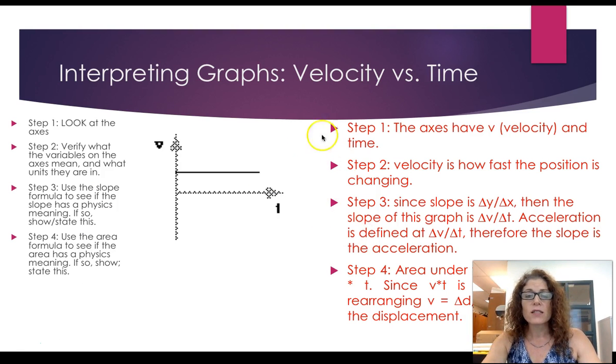So let's say you had a velocity time graph. So here's the velocity time graph. Here are those first 4 steps. First, I'm looking to see on the y is velocity, on the x is time. Velocity is the rate of change of position, how fast position is changing, how fast the object is moving, right? I know that slope, right, would be delta v, the y, over delta t. Delta v over delta t is acceleration. That's the definition in physics. So I know the slope of this graph is acceleration.